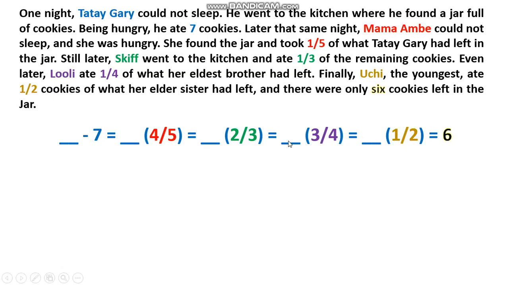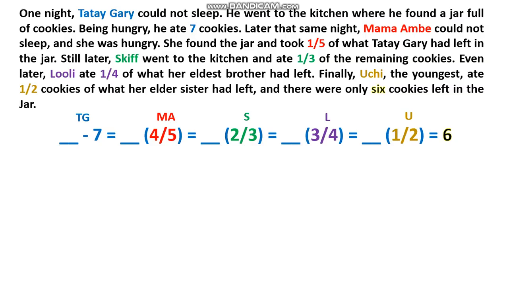So, magkakaroon tayo ng another unknown result. And that unknown result, ayun namang laman ng jar nung makita ito ni Luli. Since kinain niya yung 1/4, may natitira pang 3/4 doon sa jar nung makita naman ito ni Uchi. So, may natitira pang unknown number dito ng cookies nung makita ito ni Uchi kung saan 1/2 ang kanyang kinain. Kaya, mayroon na lang natitira as per stated in the problem na 6 pang cookies doon sa jar.